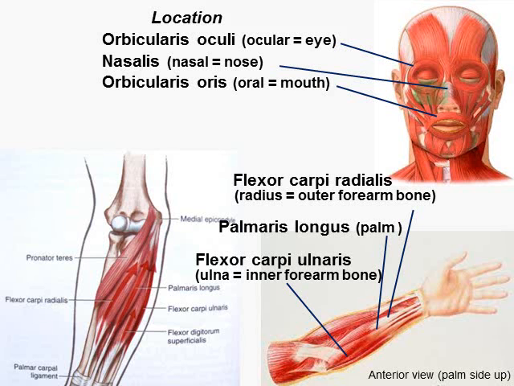Other locations, orbicularis oculi. Oculi, think of eye. Nasalis, nose. Orbicularis oris, that's that kissing muscle. Flexor carpi radialis, it's going to follow the radius, which is the outer forearm bone. Palmaris longus, the tendon, you can follow that tendon right to the palm of the hand. Flexor carpi ulnaris, ulna, that's the elbow bone.